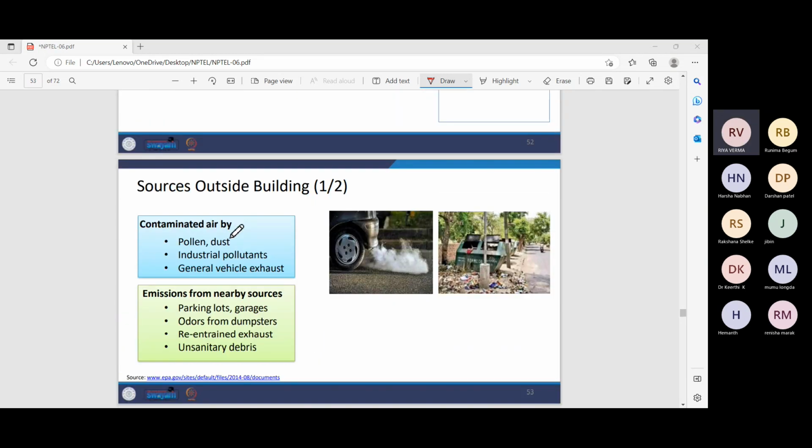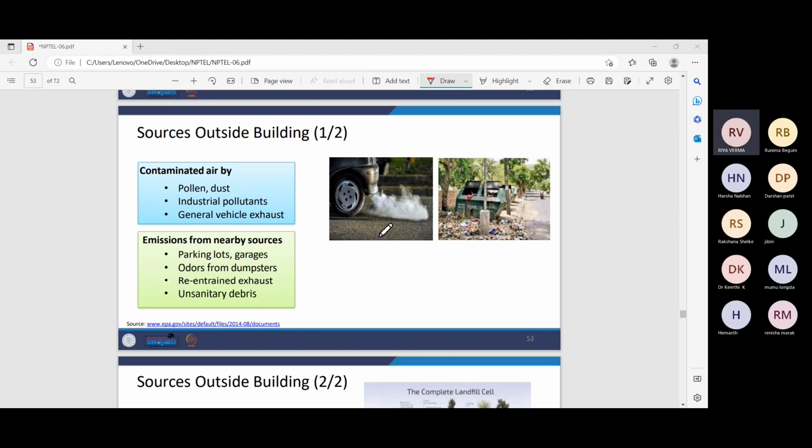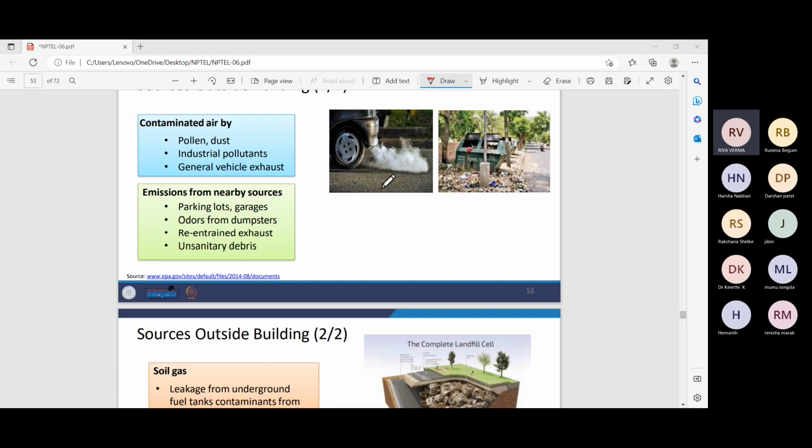Then your sources outside the building. First, the air gets contaminated by pollens and dust. Next is your industrial pollutants, and also we have your general vehicle exhaust. Then the nearby sources that include your parking lots and garages. Then odors from dumpsters, then re-entrained exhaust and unsanitary debris.